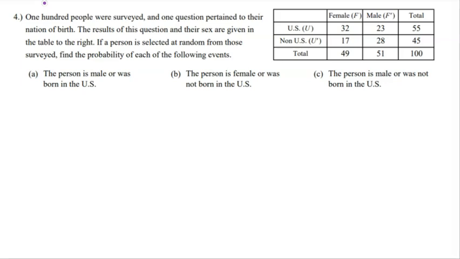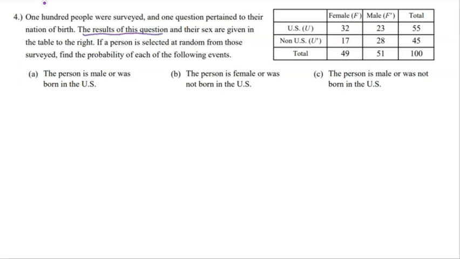All right, question number 4 is going to ask some interesting questions because it's asking OR questions. And those are interesting. Okay, let's get to it in a minute. It says 100 people were surveyed. One question pertained to their nation of birth. And you can see over here, they were either born in the US, or they were not born in the US. You can see here, U and then U apostrophe or U prime, this means the complement of U. So we have born in the United States, and then the complement of those born in the United States, which is all the people born in other countries.